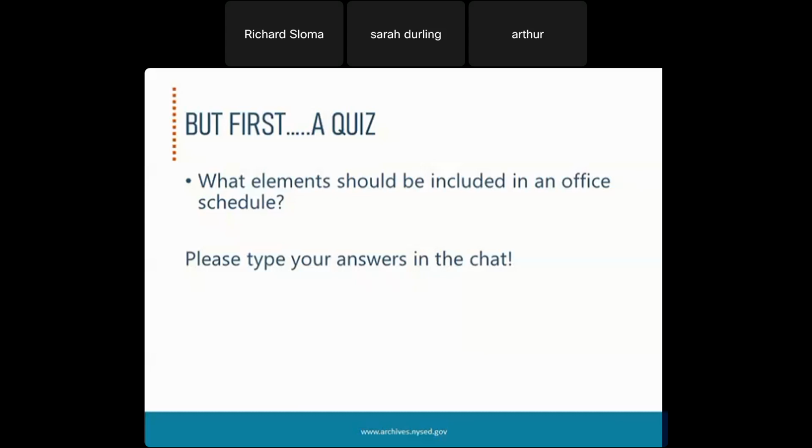Okay, so I'm seeing dates, records, retention schedule, item number, description, retention period, where the documents are stored, different LGS1 categories. So these are all very good suggestions. So let's take a look at some of these in a little more detail.